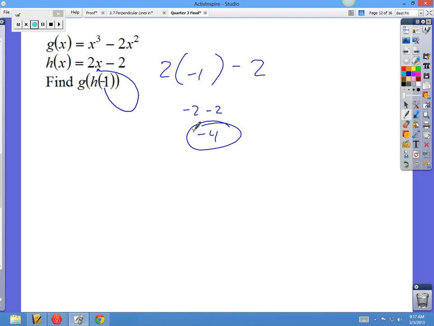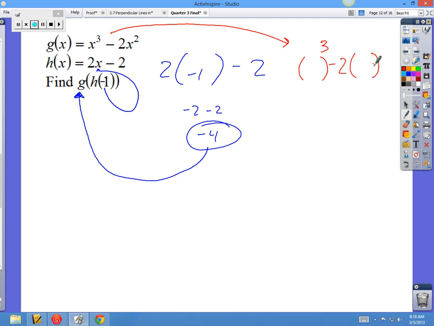Now, take that new answer, negative 4, and put it into g. So here's g, I'm going to take it over here. It's going to be whatever I plug in cubed minus 2 times whatever I plug in squared. So I'm going to plug in a negative 4 and a negative 4. Okay, a negative 4 cubed is negative 4 times negative 4 times negative 4. That's going to be a negative 64.